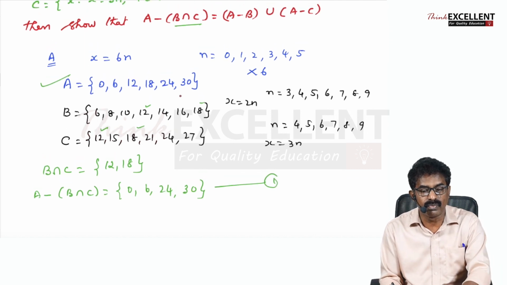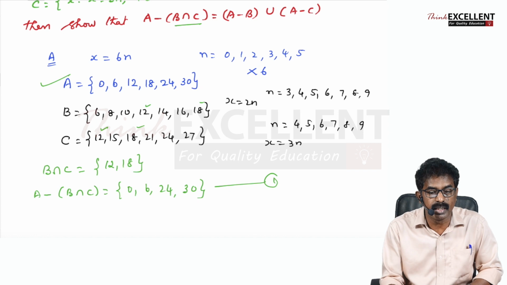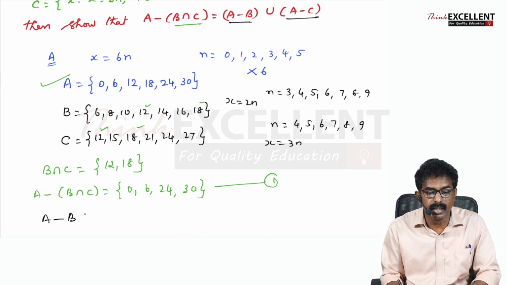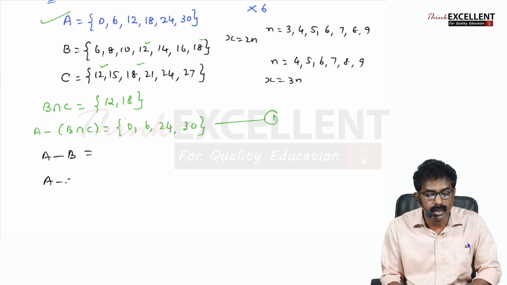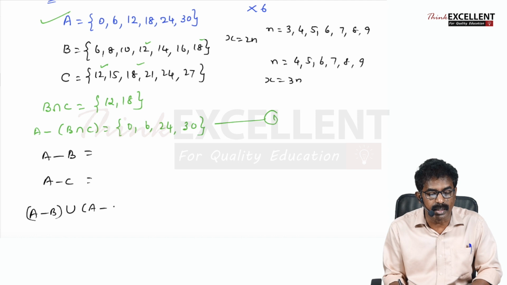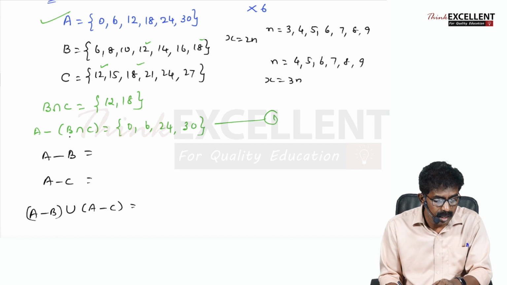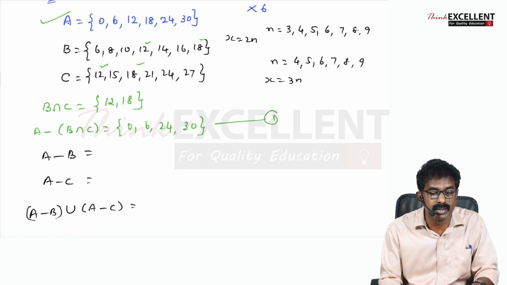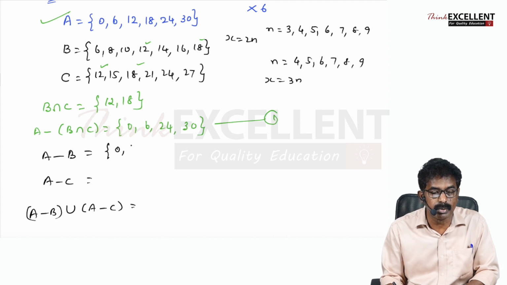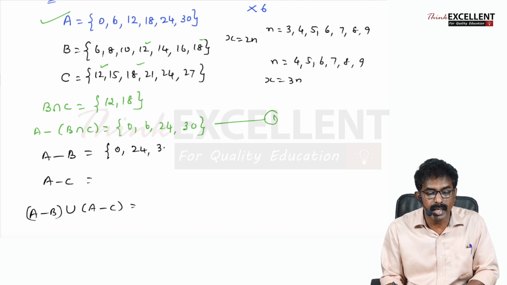Now you find RHS. To find RHS, first what do you need? You need A minus B, then A minus C, then take their union. Okay, let us do one by one. First A minus B. What's the meaning of A minus B? In A but not in B. The elements which are in A but not in B: 0 is in A but not in B. 6 you can't take, 12 you can't take, 18 you cannot take, 24, 30, right?